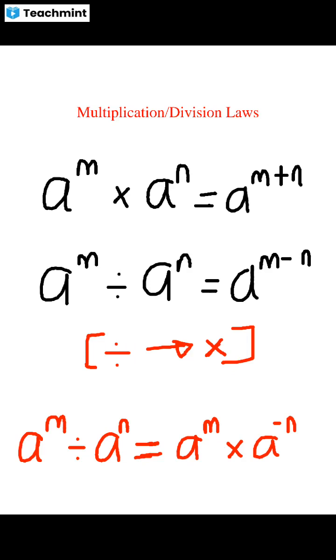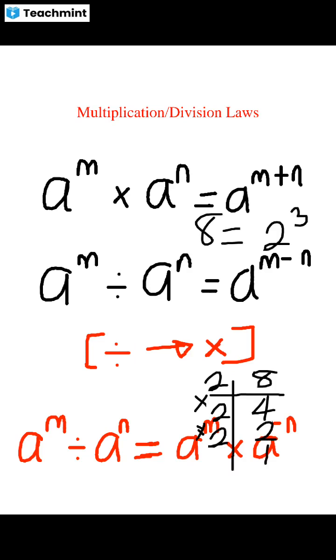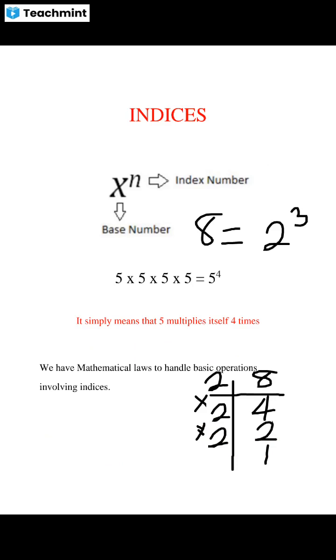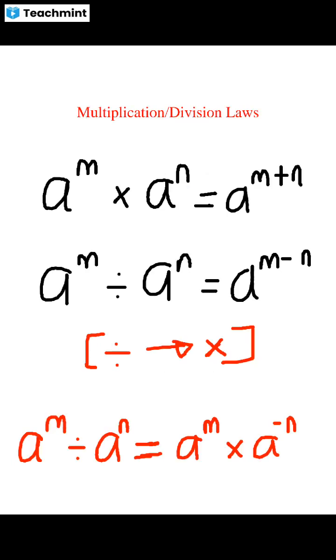Now, the first one we have here is the multiplication and division law. You see, if you have a raised to power of m, don't forget the one down is the base, while the one up is the index number or the power. If you have a raised to power of m multiplied by a raised to power of n, you can see a, the same number, and they are raised to power, one is raised to power of m, the other one is raised to power of n, and they are multiplied.